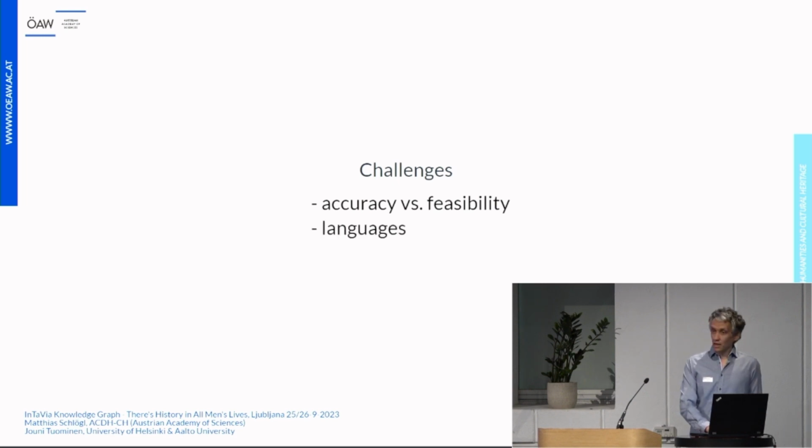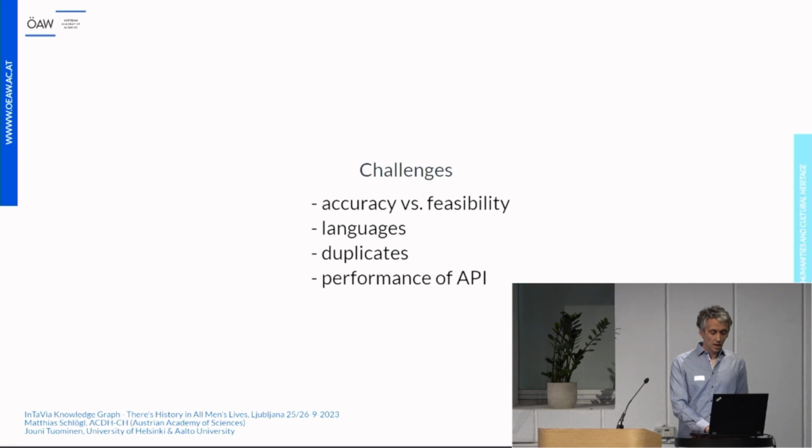Then the different languages. As you also saw, the occupations, for example, are in Finnish, English, and German in this case, so we would need to do some automatic translation for that. Then there are a lot of duplicates in the data. And there's also a problem with the performance of the API, because triple stores are not exactly performant databases.